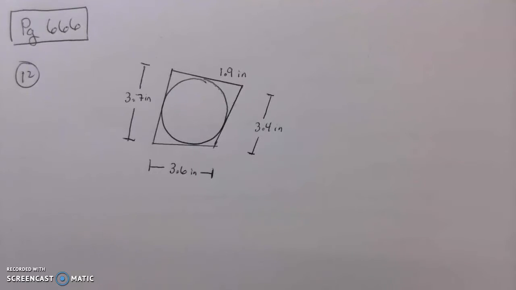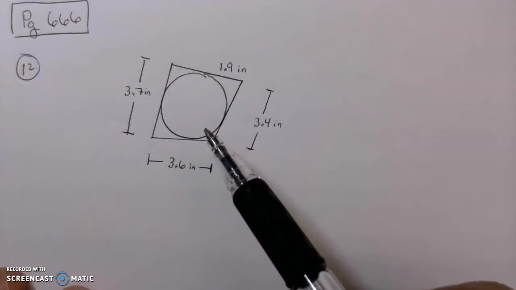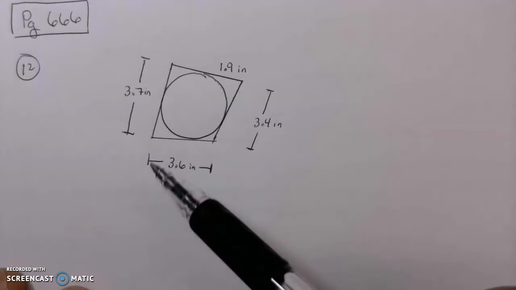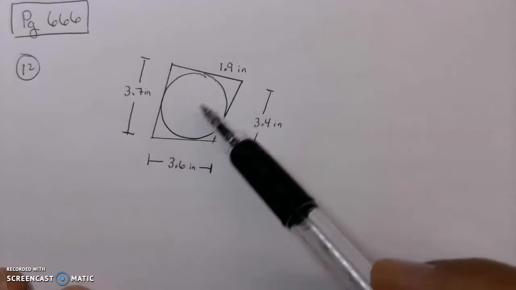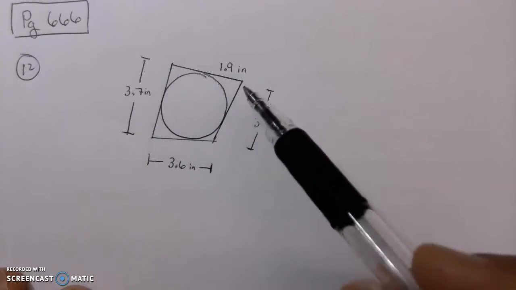Alrighty, we're going to take a look at some problems here on page 666. We're going to start with number 12, where it says each polygon circumscribes a circle. So this four-sided figure is outside the circle. Find the perimeter of this four-sided figure here.